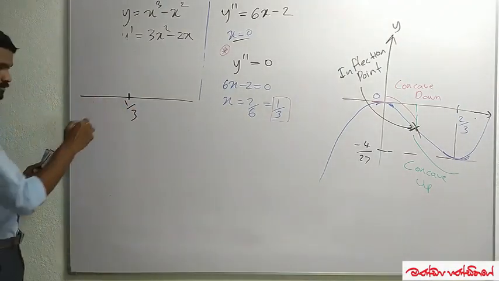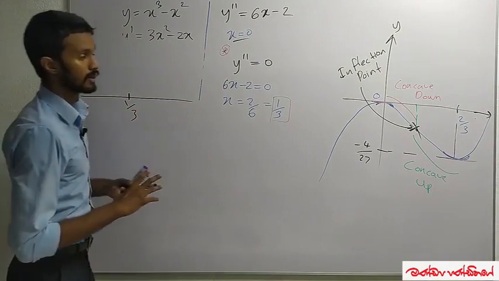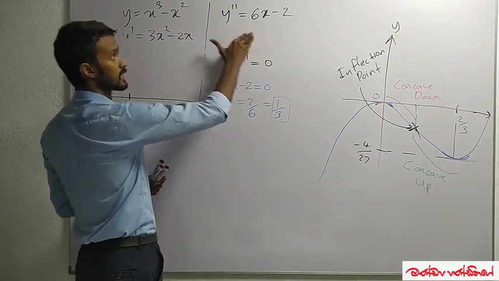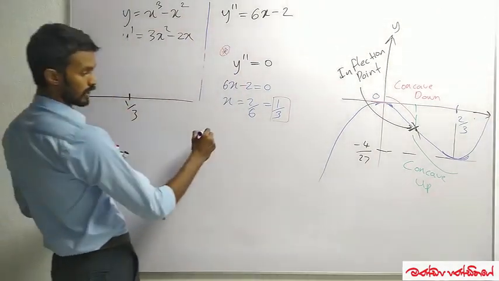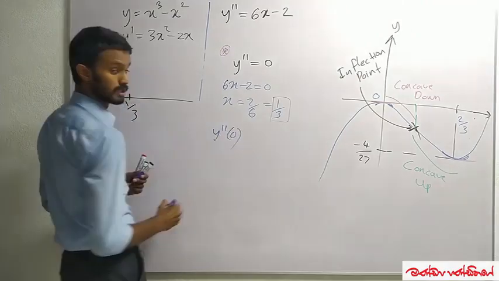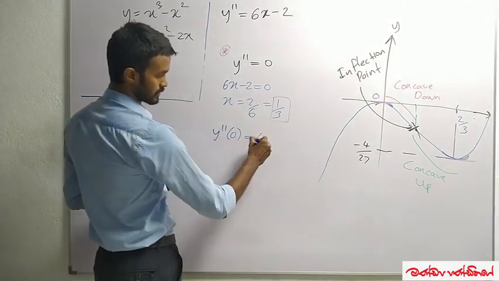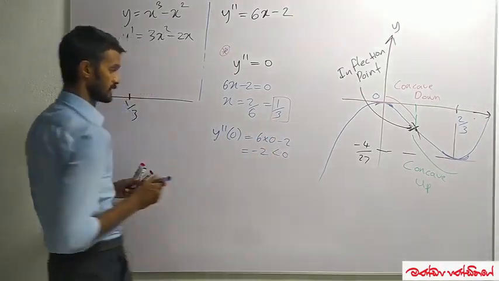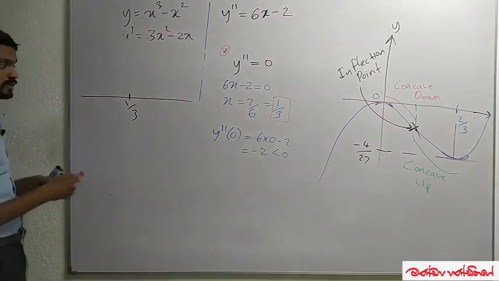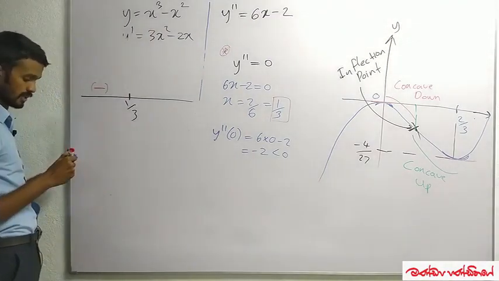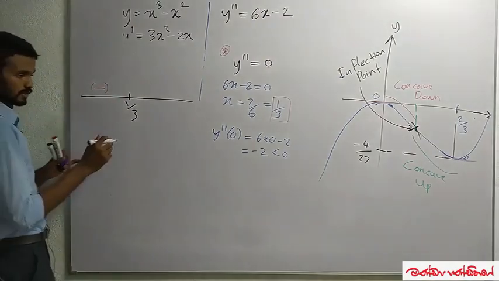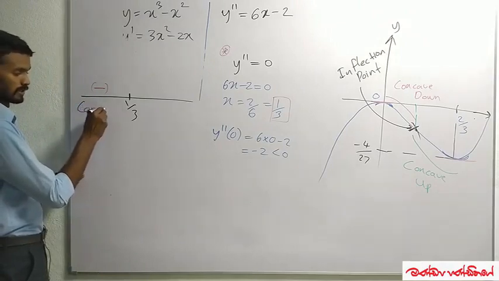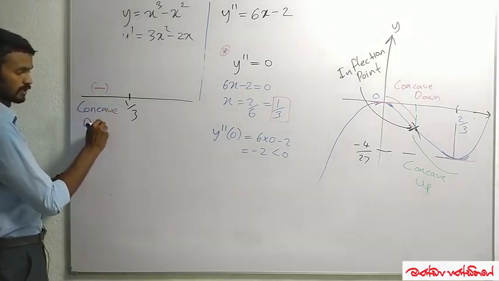So I take a value somewhere before it, I'll take 0, and to find the concavity I'm using the second derivative. When I take 0, y double dash is 6 into 0 minus 2, which equals minus 2. It is negative, which means the second derivative is negative in this region, which means concave down. Before 1 over 3, the concavity is concave down.